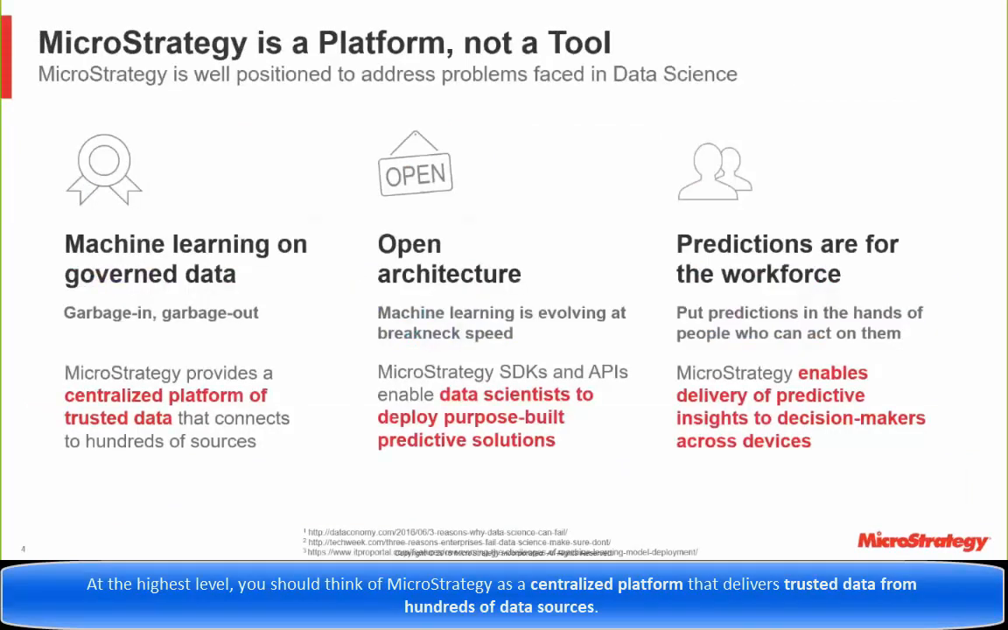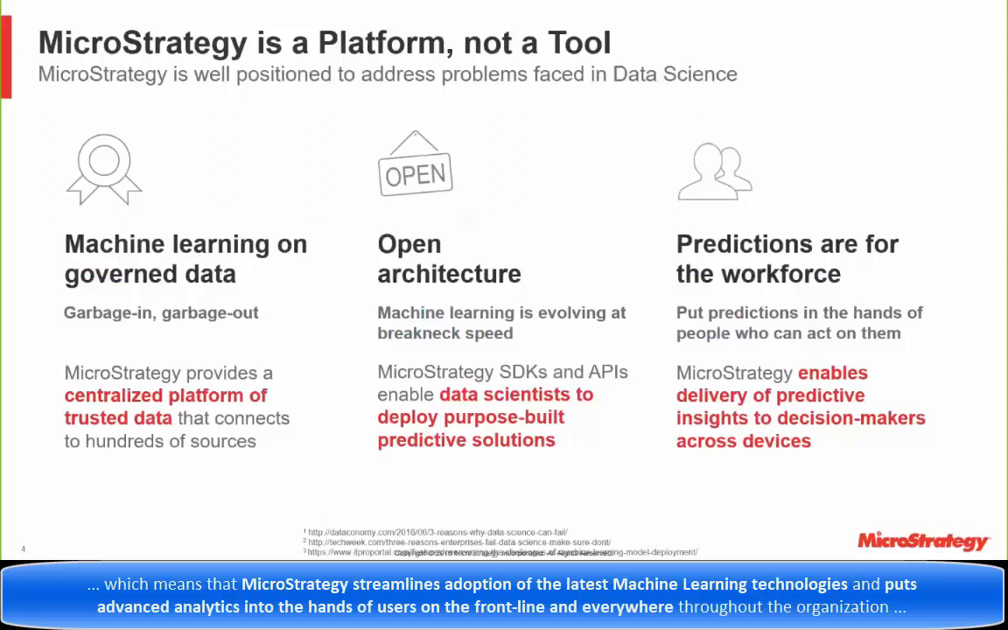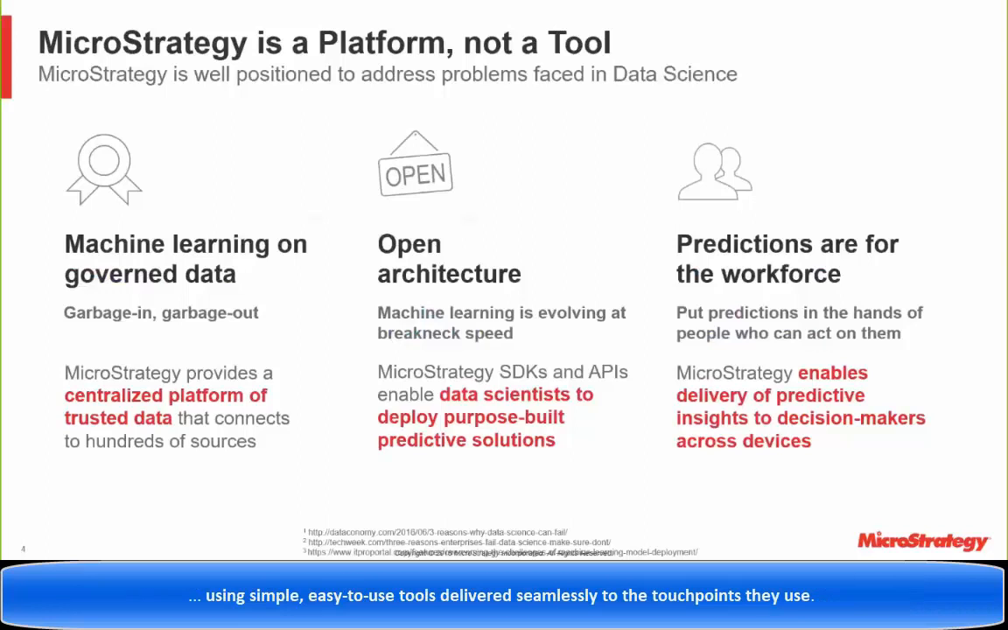At the highest level, you should think of MicroStrategy as a centralized platform that delivers trusted data from hundreds of data sources. Today we'll show you how MicroStrategy's open architecture was built from the ground up with analytical extensibility in mind, which means that MicroStrategy streamlines the adoption of the latest machine learning technologies and puts advanced analytics in the hands of users on the front line and everywhere throughout the organization using simple, easy-to-use tools delivered seamlessly to the touch points that they use.